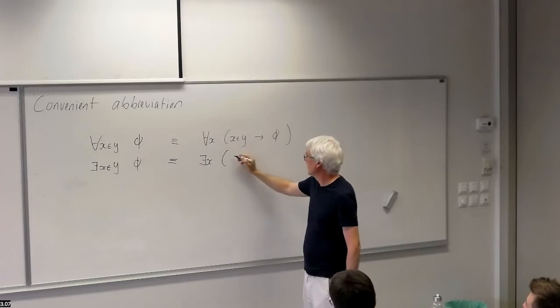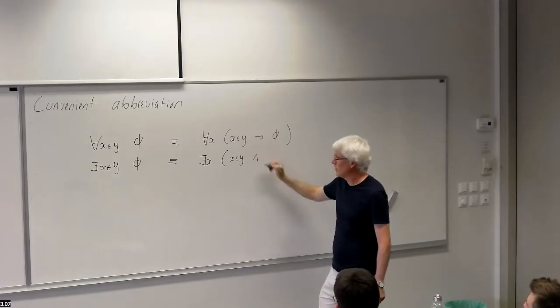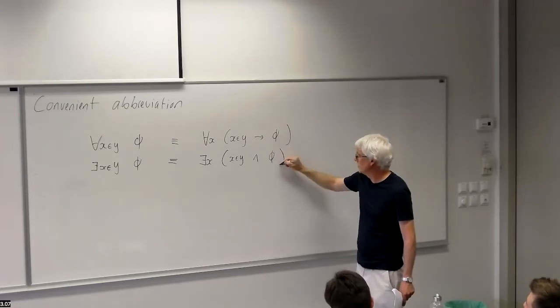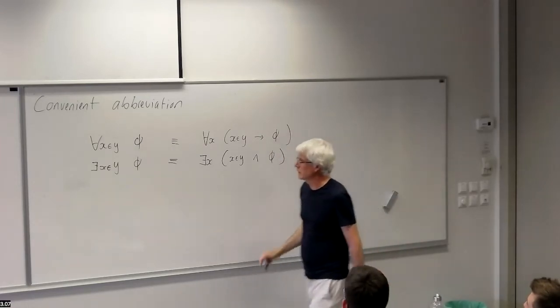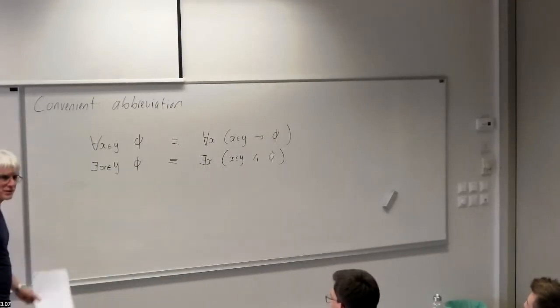longer formula saying there exists an x such that x belongs to y, the appropriate connective to put here is an and, phi holds. Okay, so those two are rather easy and very standard.